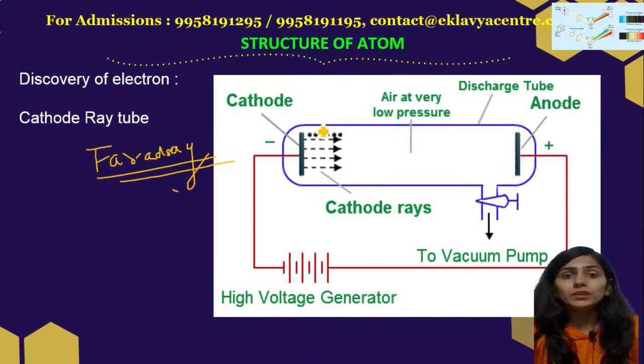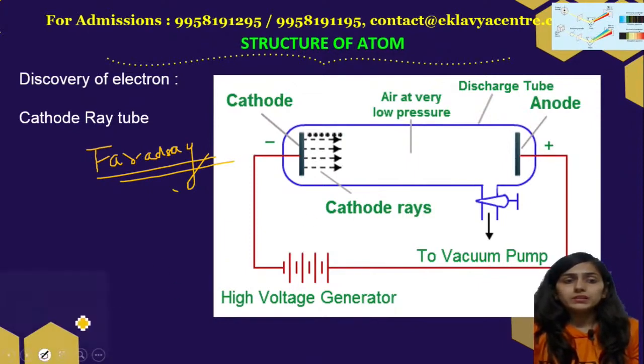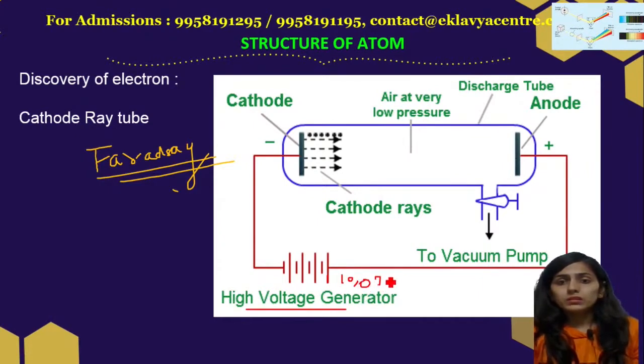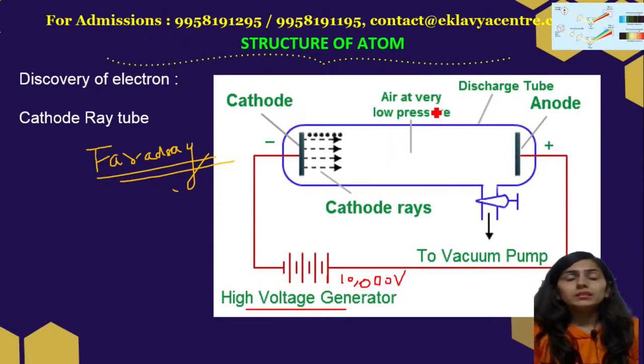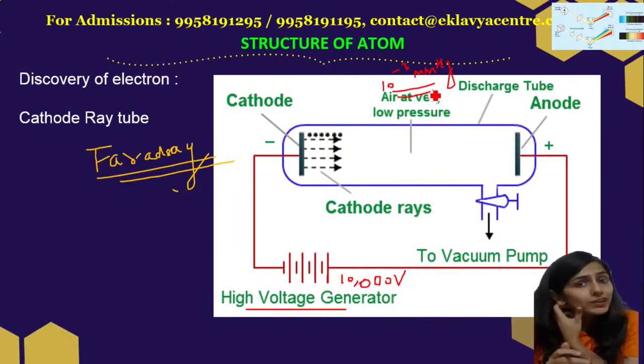What did he do? He took a cathode ray tube made up of glass, and he applied a high voltage generator of around 10,000 volts. He also supplied a vacuum pump, and the air was at very low pressure, that is 10 to the power minus 3 mmHg. Why? He tried to generate vacuum so that there are no gaseous particles present in the tube.